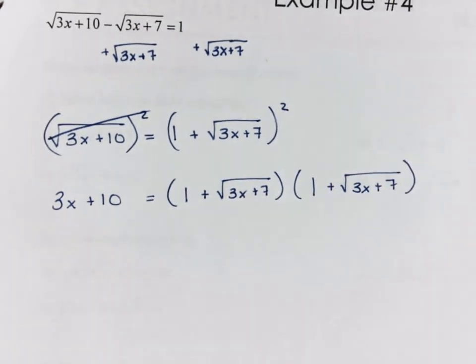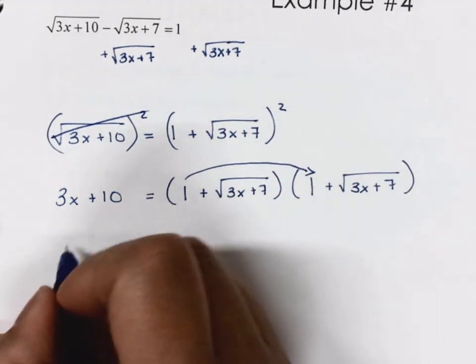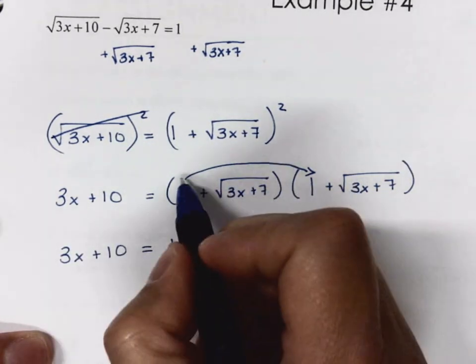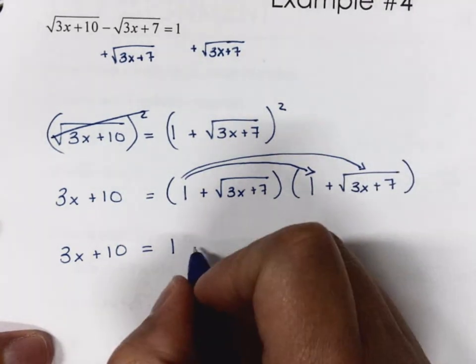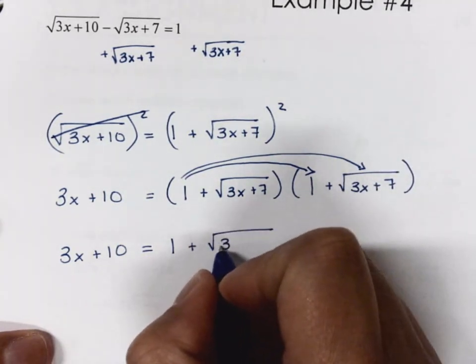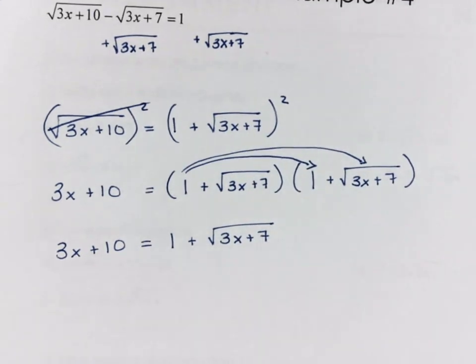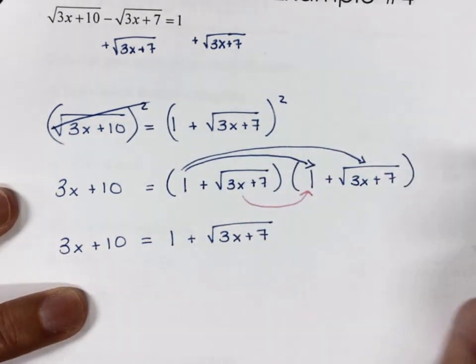Okay, so here we go. You ready? We've never really done this before, but we're going to be okay. All right, so easy one. 1 times 1. Hopefully it's still 1. And then we're going to go 1 times root 3x plus 7, so that's going to be a positive root 3x plus 7. And now I'm going to go underneath, and I've got root 3x plus 7 times 1.